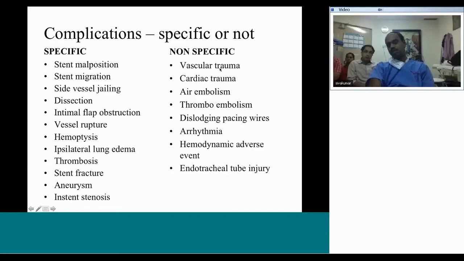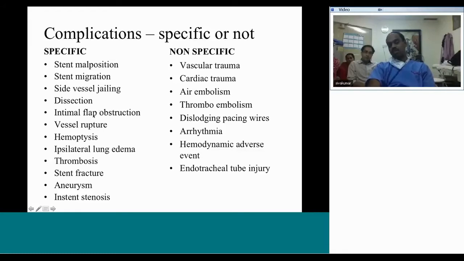Non-specific is vascular trauma. You can go retroperitoneal hematoma, cardiac trauma. You put in catheters and you tear the vessels and produce tamponade. So these are non-specific. This can happen to anybody. Air embolism, thromboembolism, dislodging the previous pacing wires, and arrhythmias, hemodynamic adverse events, endotracheal tube injury. These are all non-specific.